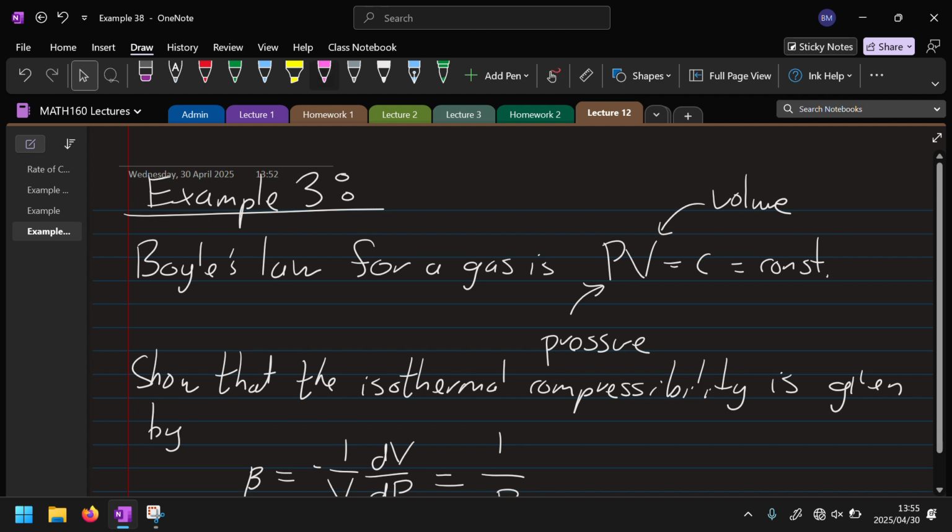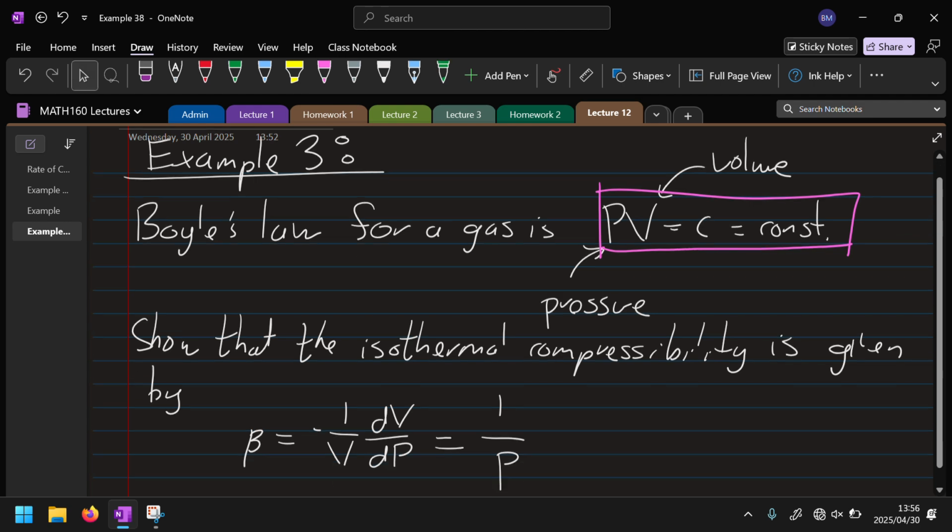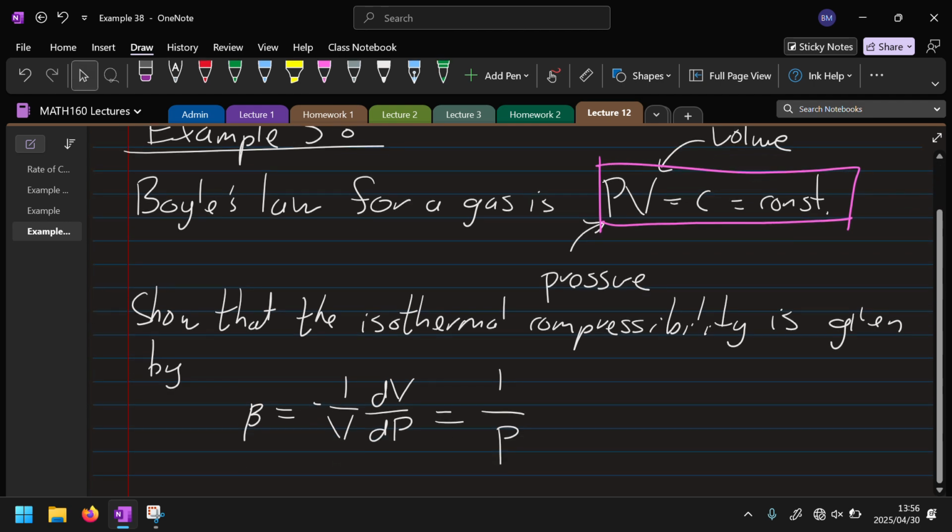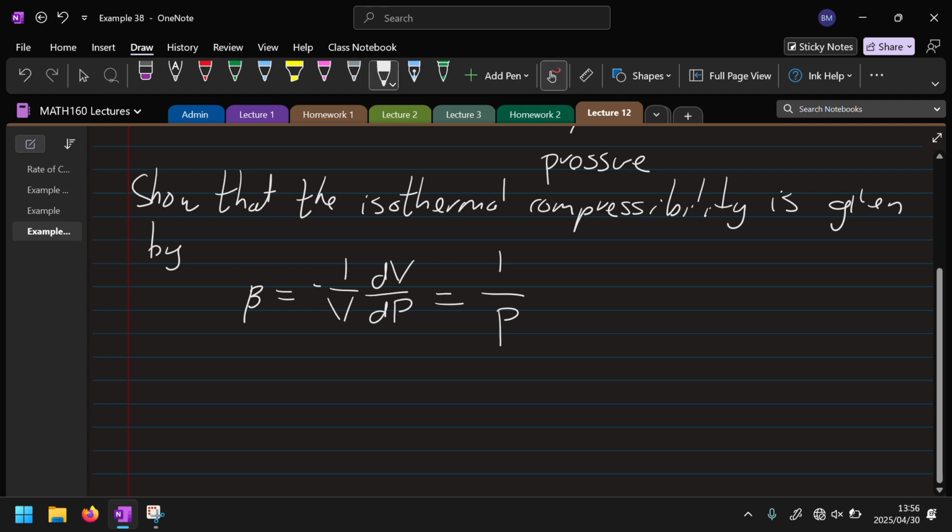Well, we're given the equation here. Okay, PV equals some constant. And we want the dV by dP. So we want V prime. So let's start off with the equation that's given. So PV is some constant C.